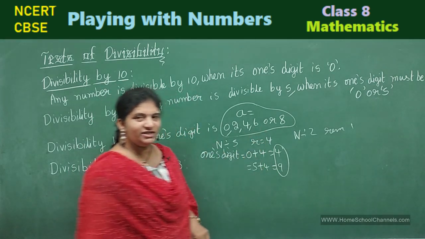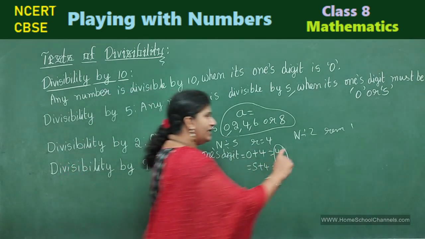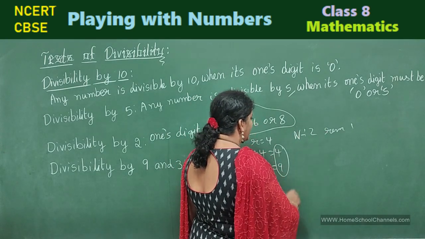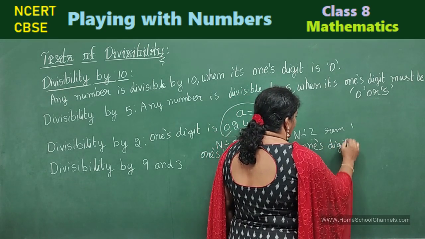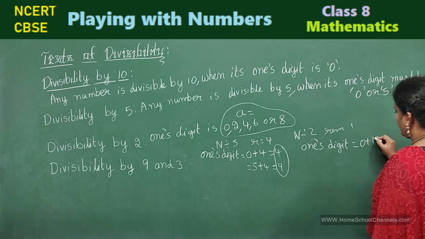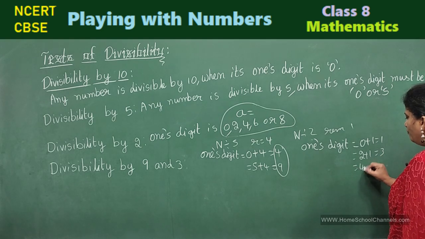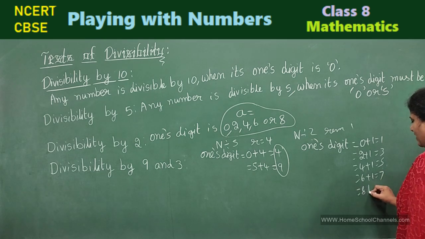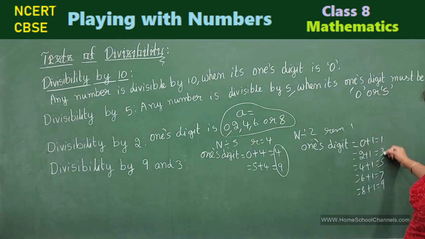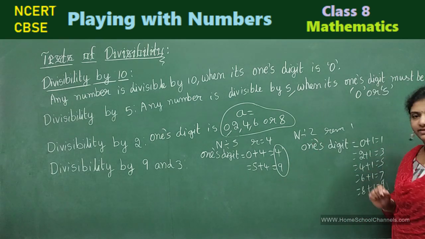And in that one more question, n is divided by 2, remainder is 1. Remainder is 1 means, in the same manner as we have done before, the ones digit might be 0 plus 1, 1. Then 2 plus 1, 3. 4 plus 1, 5. 6 plus 1, 7. 8 plus 1, 9. The ones digit might be 1, 3, 5, 7 or 9. And for this, the ones digit might be 4 or 9. Separately we have seen like this, right?